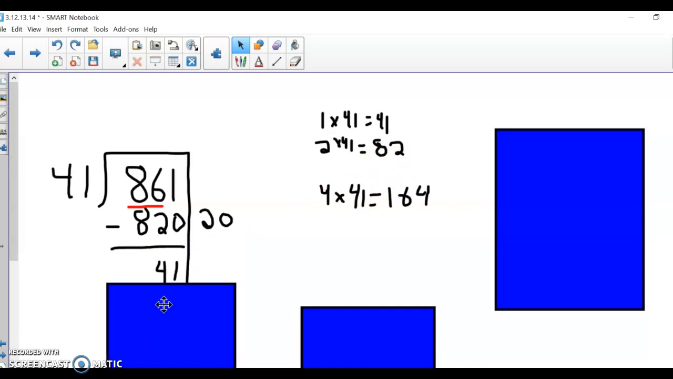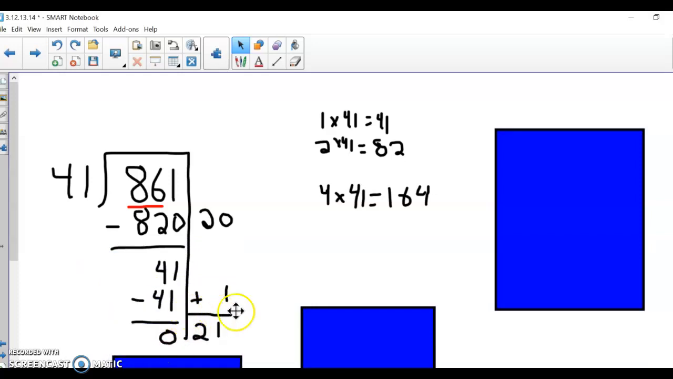You subtract, you get 41. Look at that. We got lucky on this one. One group of 41 and there is no remainder. So your answer is 21.